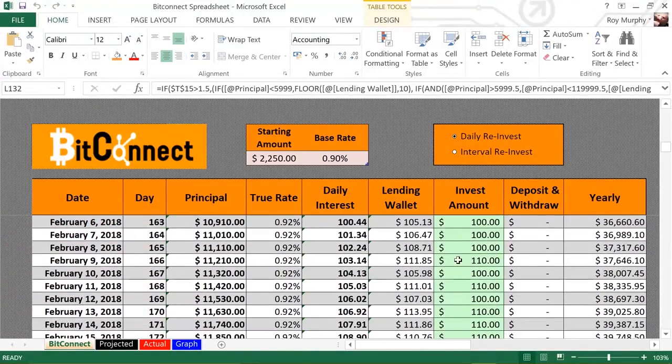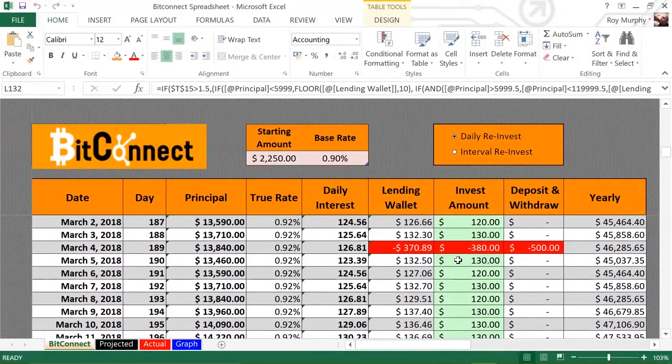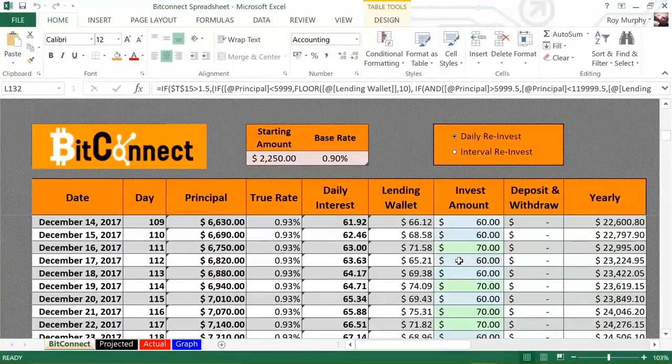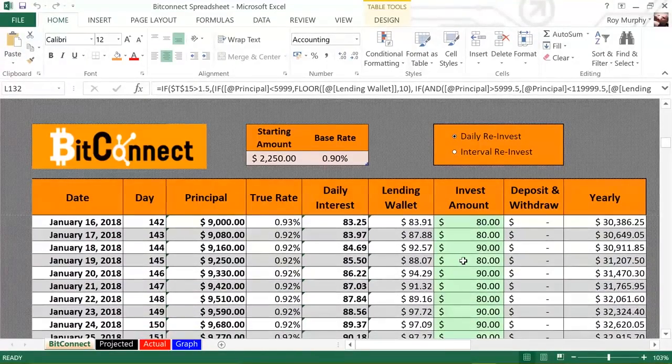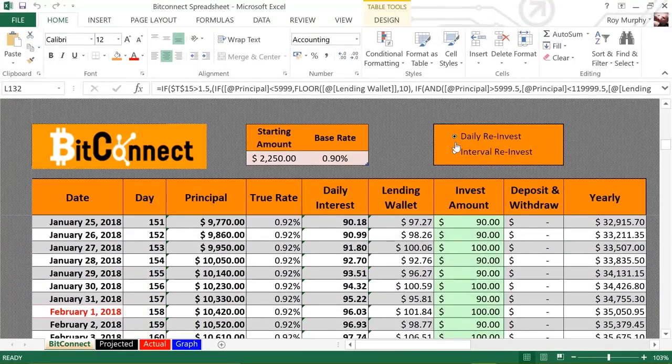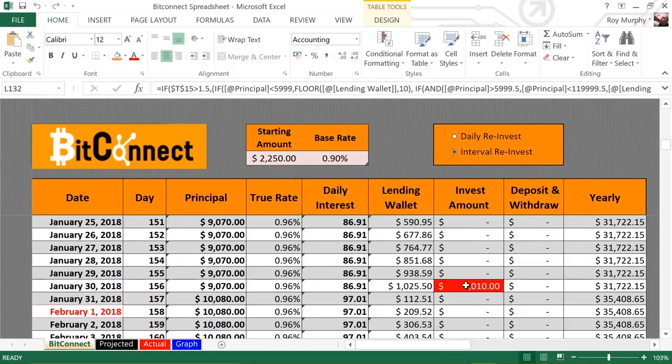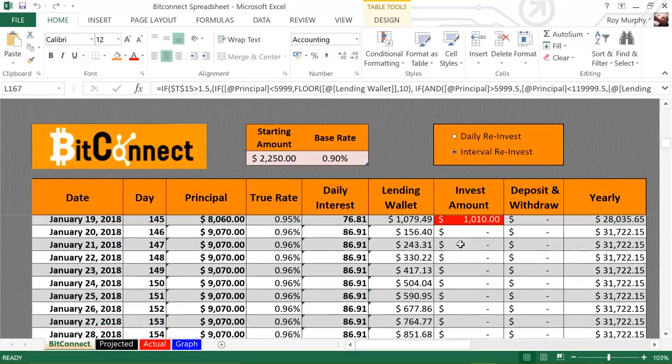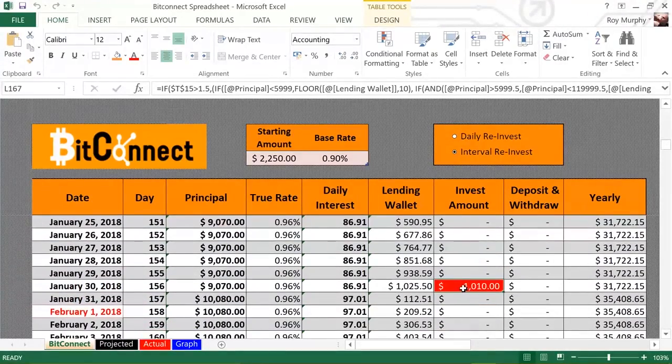120. So if you look here, this assumes that we're just using multiples of 10. If you do this thing called interval reinvest, this button here, it clears this system, because here it's telling me that I should be investing 1010, because the program has worked out that it's actually more beneficial to wait and hoard for that particular amount of time. So that's 15 days. To wait that amount of time, reinvest, let it accumulate in the Bitconnect wallet, and then reinvest the 1010. So the calculator actually tells you when to stop doing your daily reinvests.